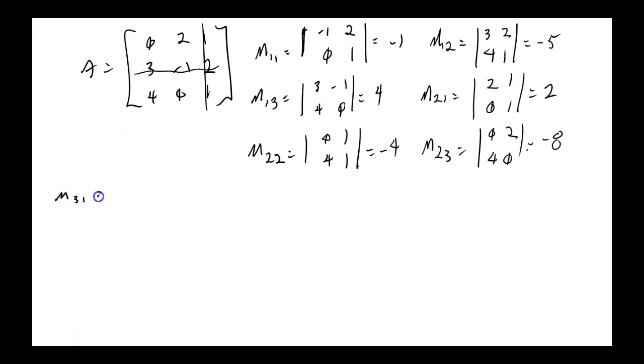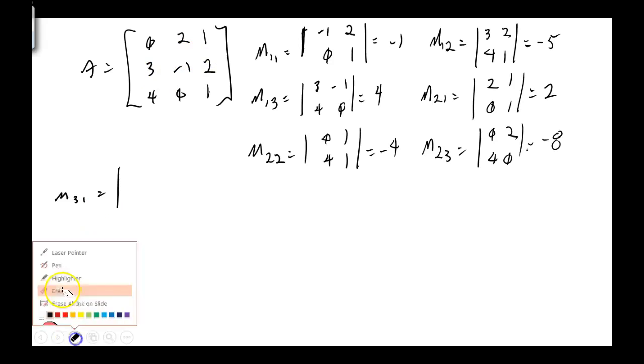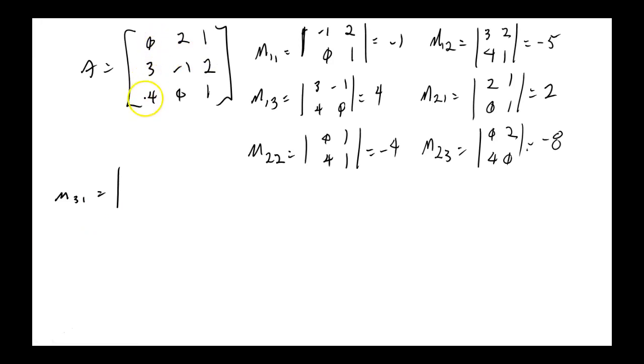M31. And at this point we eliminate the third row, first column. And what's that? 2, 1. 3, 1, yeah. And what do you get? 2, 1, negative 1, 2, which is 5. Perfect. M32.